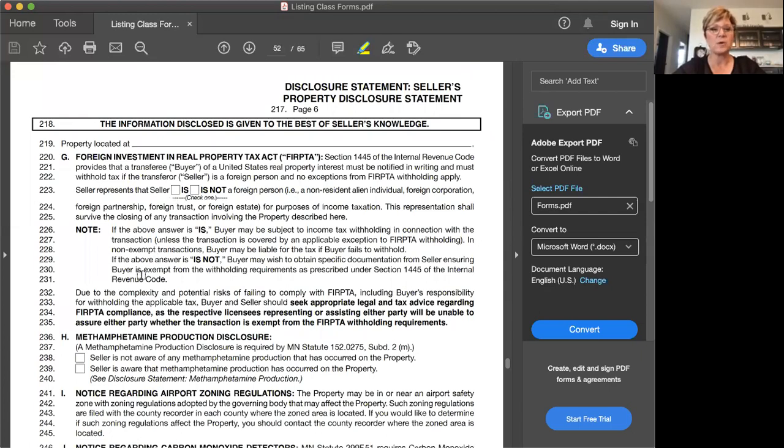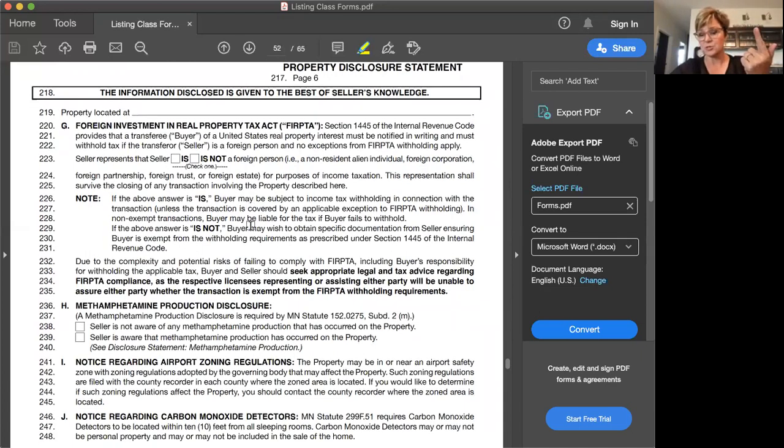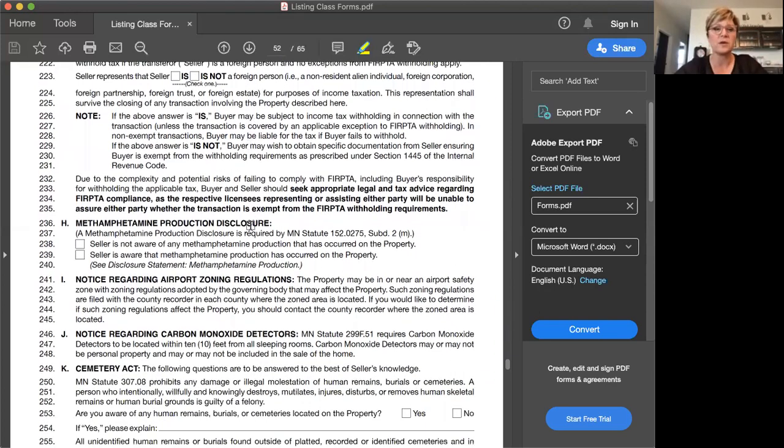Here again is where they're asked if they're a foreign individual of another country. So we've asked it on the listing contract. They disclose it on the seller disclosure statement. So, you know, every buyer should be aware if this person is a foreign individual or not.